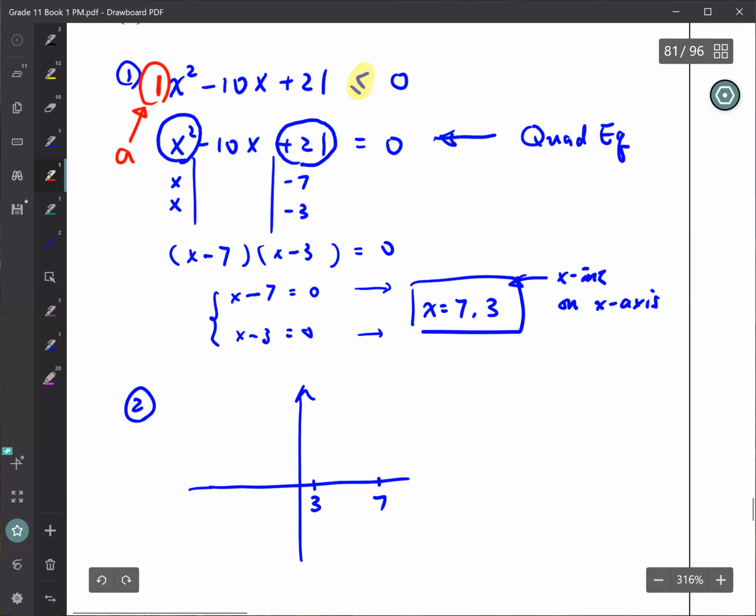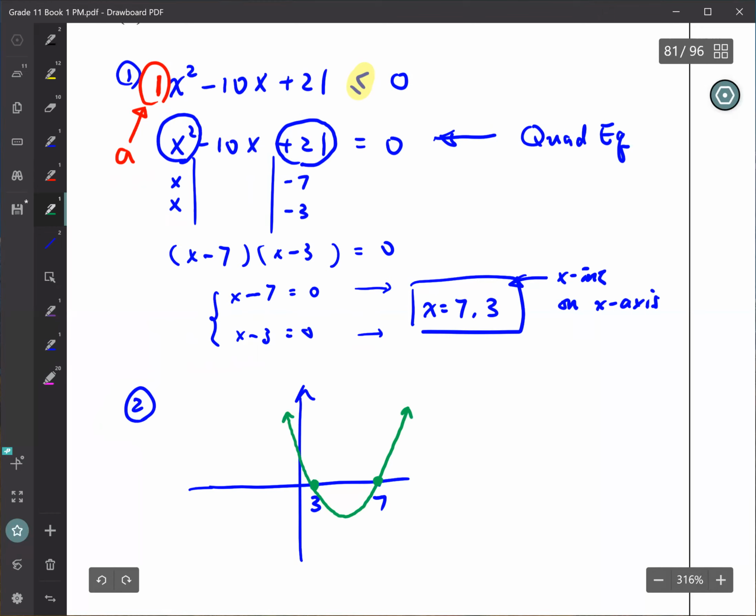So those are the two x-intercepts. So I'm gonna draw with the green first, okay? It's not the final answer yet. So those two dots on the graph, they are x-intercepts. And because A is 1, positive, open up, so I'm gonna draw a parabola going through those two x-intercepts.